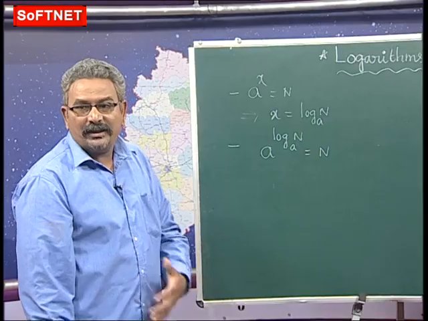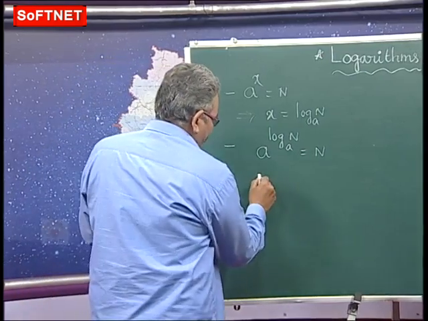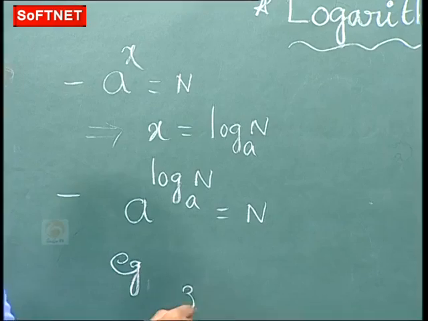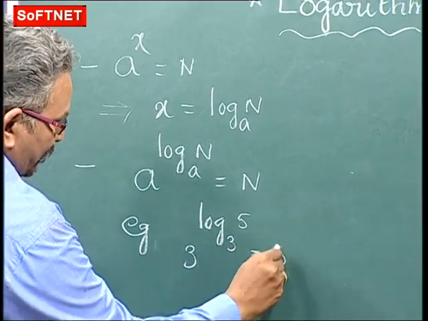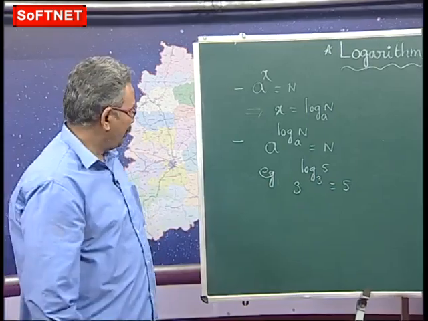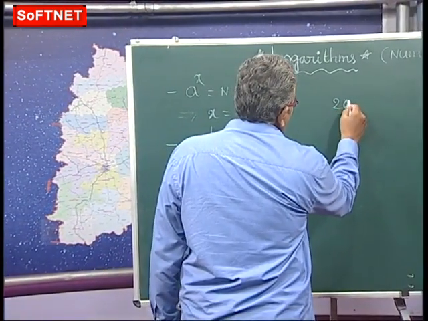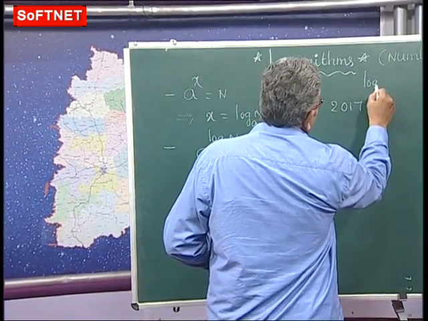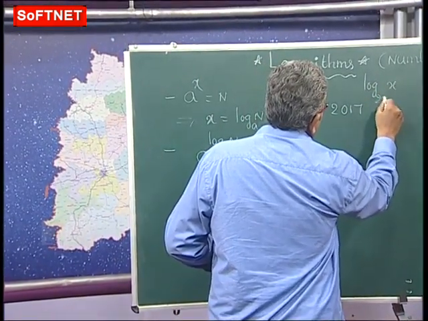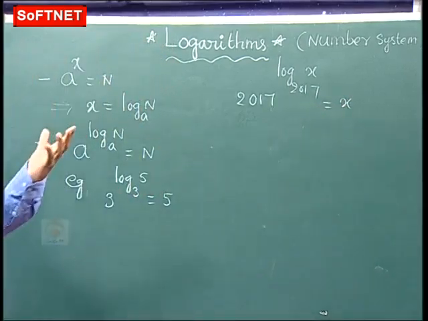Now let us examine some examples. Here is one example: 3 to the power of log 5 base 3. This is 5. Am I correct? In a similar manner, suppose 2017 to the power of log x base 2017. It is quite obvious, it is x itself only.